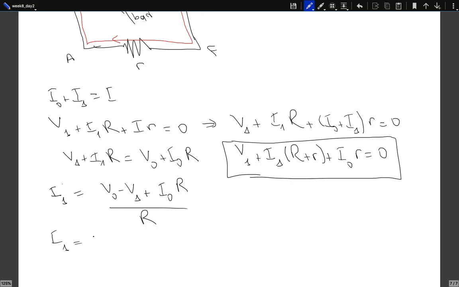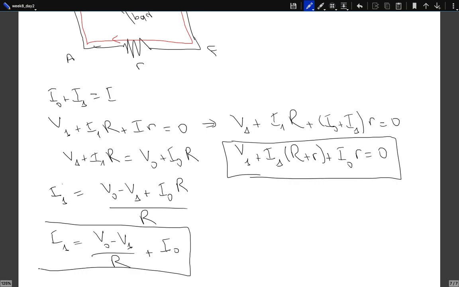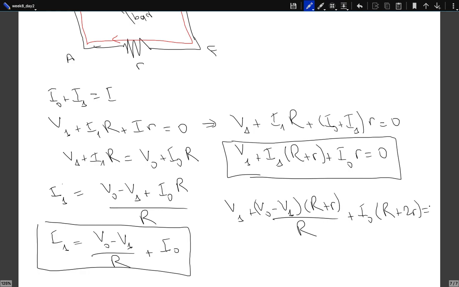Or I1 is equal to V0 minus V1 over R plus I0. This is my I1. I can just put that I1 over here. So V1 plus (V0 minus V1) times (capital R plus small r) divided by R, plus I0 times (capital R plus twice small r), is equal to 0.